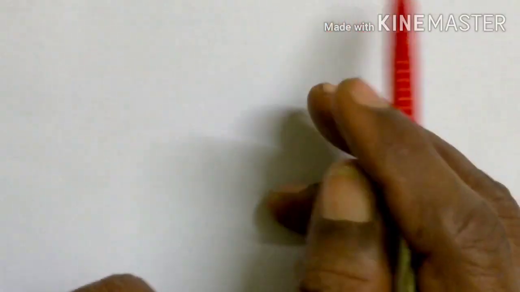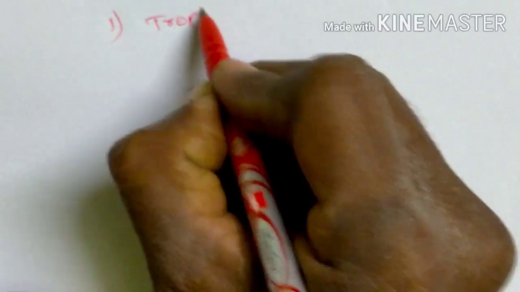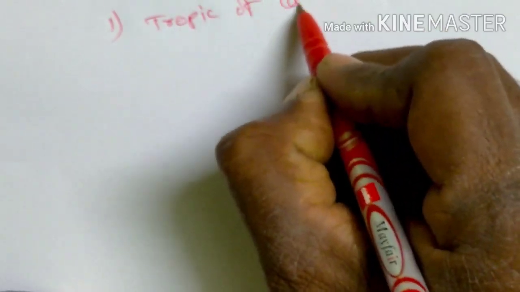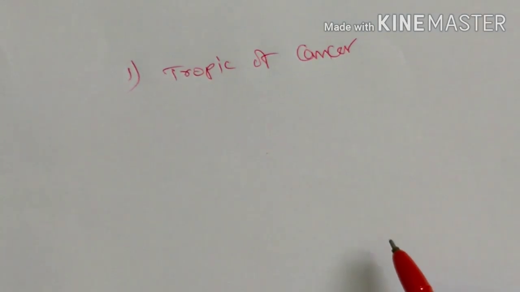This video is meant for 10th class students. First lesson, India Relief Features. In this video, we learn how to draw Tropic of Cancer. How to draw Tropic of Cancer on India outline map.